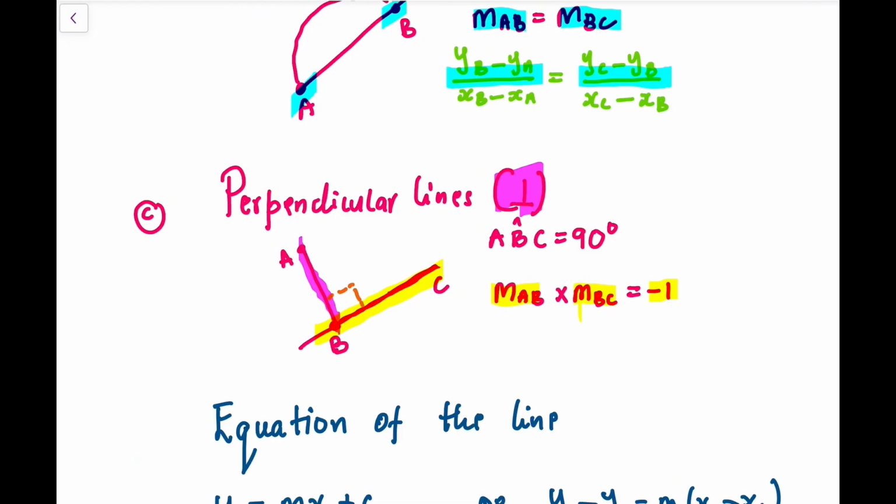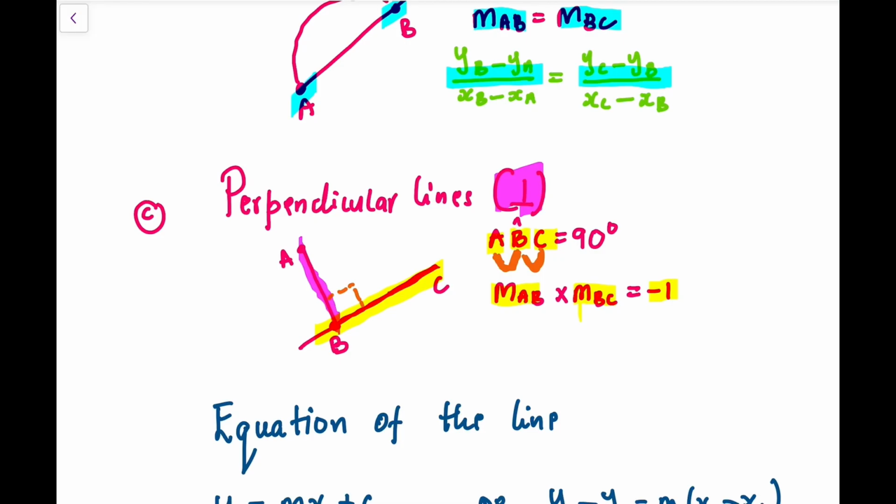So in the exam, if they ask you to prove that lines are perpendicular, you will calculate the gradient of AB, then calculate the gradient of BC, and the answer should be -1. And if the answer is -1, you can then conclude and say, therefore, AB is perpendicular to BC. Now, sometimes they will not say lines are perpendicular. They will say angle ABC is equal to 90 degrees. So if ABC is equal to 90 degrees, the gradient of AB times the gradient of BC will be -1, and then we know that lines are perpendicular.